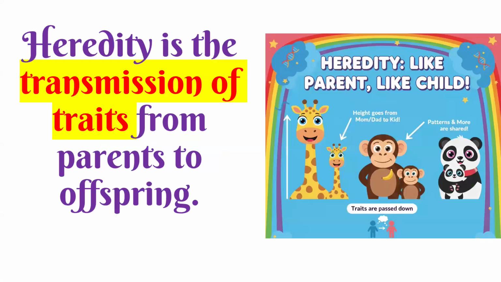Now next is heredity. Heredity is the transmission of traits from parents to offspring. The parent giraffe and the baby giraffe are both similar. So there is a transmission of the trait. That's why the baby looks like the parent, right? In animals as well as human beings, like parent like child. Why? Because the transmission of the traits from the parent to offspring happens, and that transmission is called heredity.